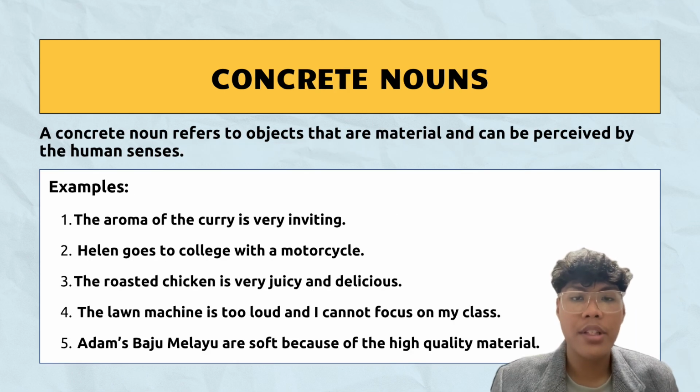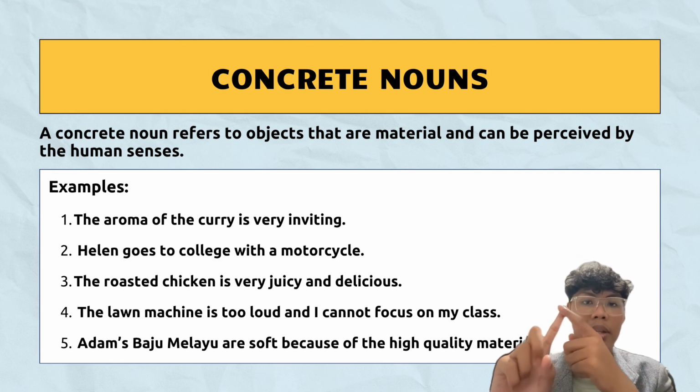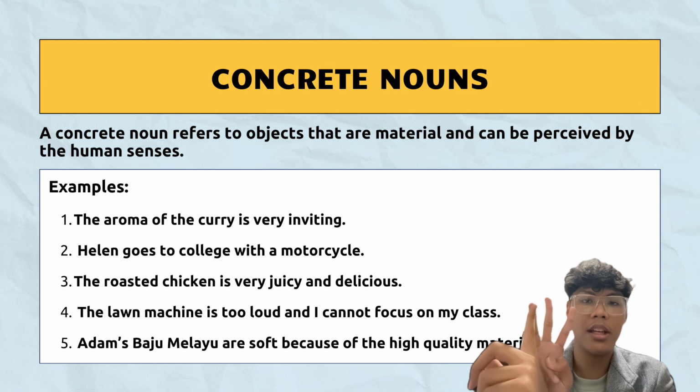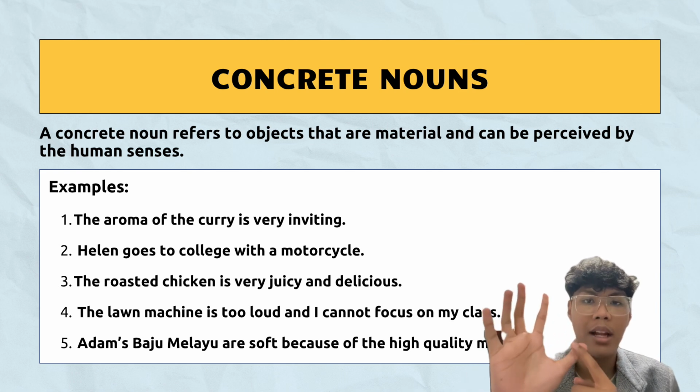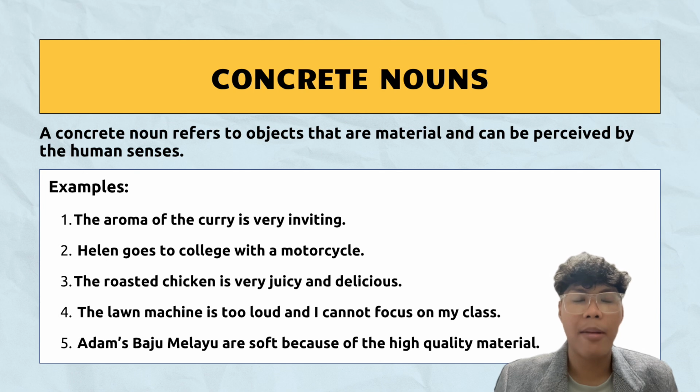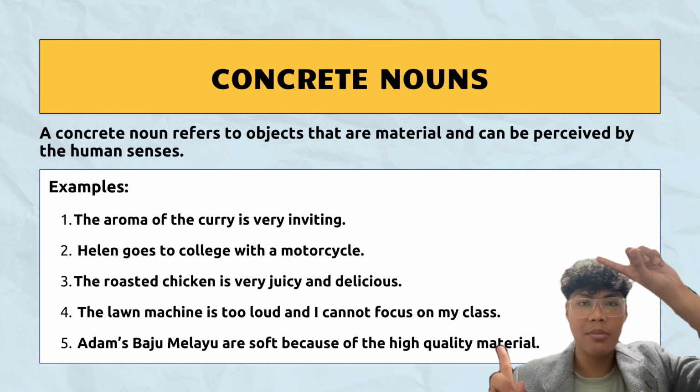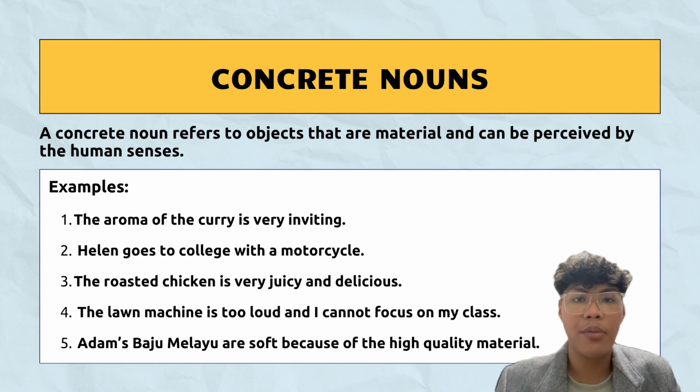A concrete noun refers to an object that is material and can be perceived with human senses. So for example, it can be seen, tasted, touched, heard, and smelled. So whatever things we can perceive with our human senses, we can call a concrete noun. You can see the examples beside me. These are examples of how concrete nouns are written in a sentence.